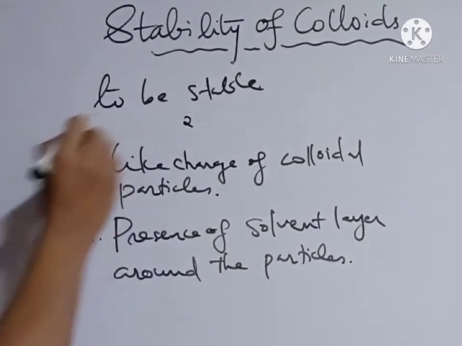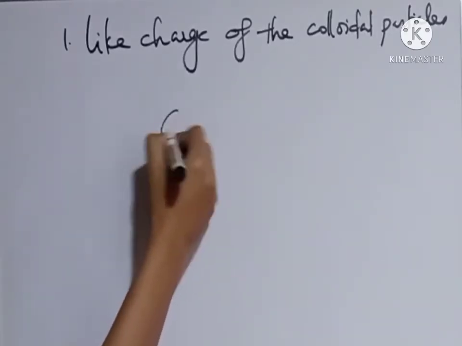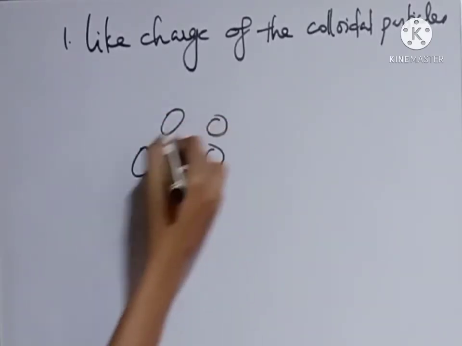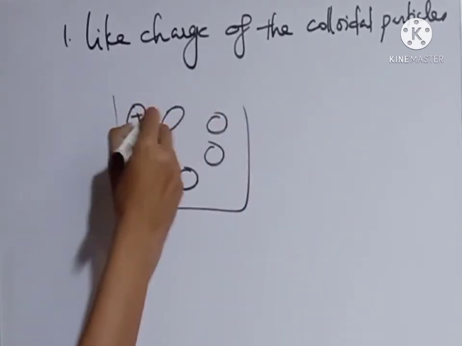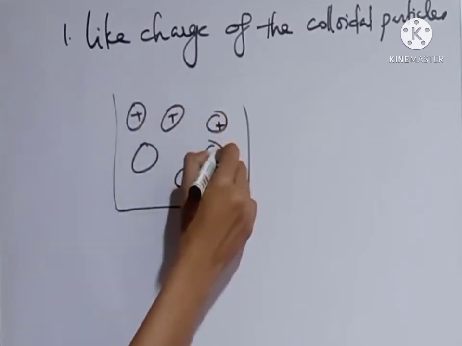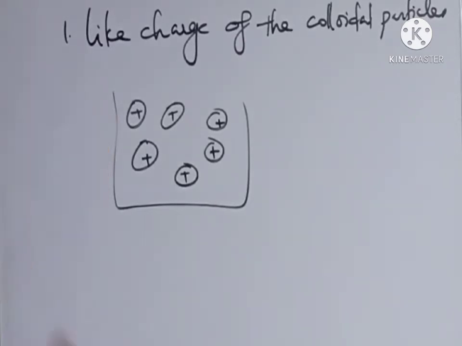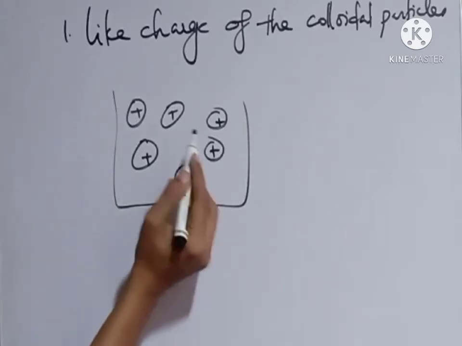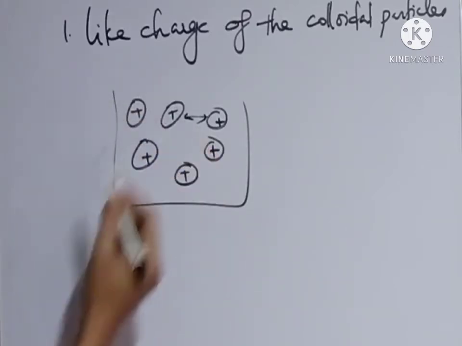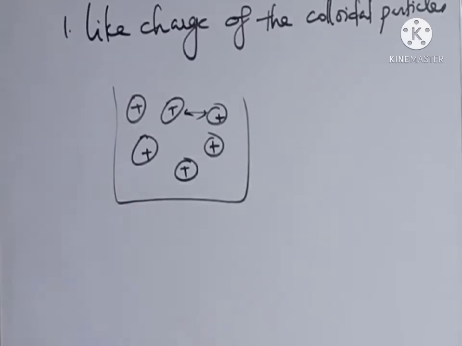So the first one is like charge of the colloidal particles. We know in a colloid, all the colloidal particles possess the same charge. If it is a positive colloid, then all the colloidal particles have positive charge. If it is negative, then all the particles have negative charge. So due to the presence of these like charges, a repulsive force arises between these particles. So these colloidal particles will not aggregate and will not coagulate.